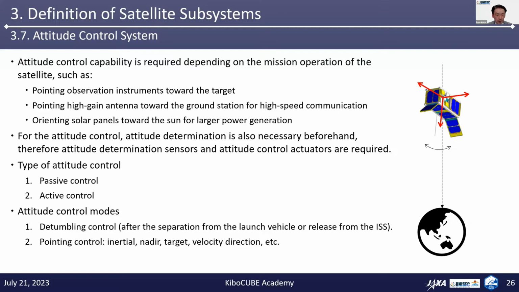So there are also two types of attitude control: passive control and active control. And there are many different kinds of attitude control modes. So detumbling control is one of them. And there are several pointing controls, such as inertial pointing, area pointing, target pointing, velocity direction pointing, etc.